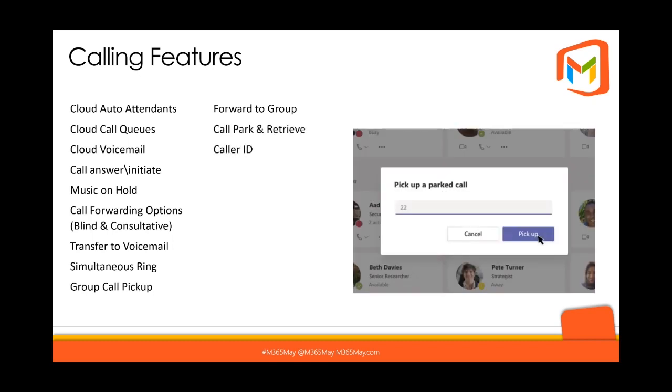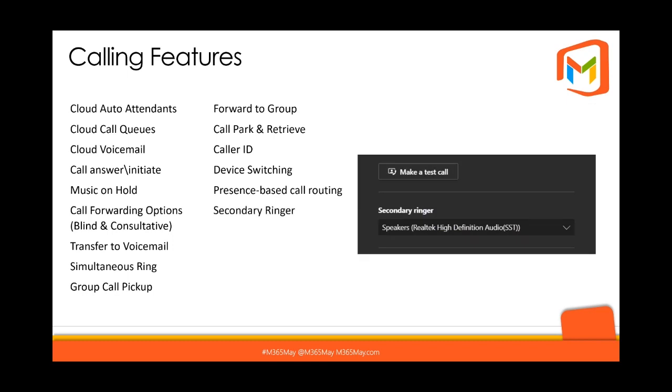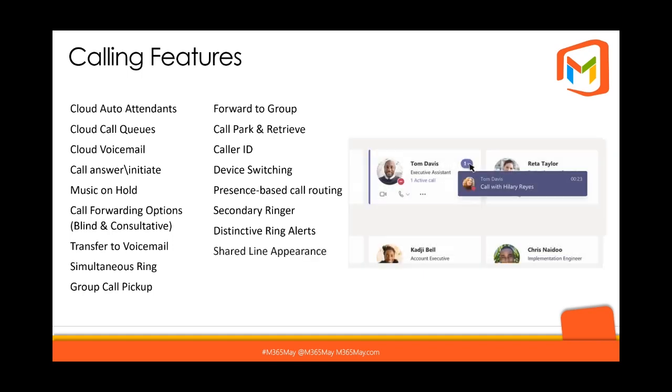We have caller ID, as you would expect. Device switching, so if I'm in a call, I can switch between devices. I sometimes do that when I want to switch from my headset to a speaker puck, which is the device I'm talking to you on now. We have presence-based call routing with call queues now, which is quite nice. We can configure a secondary ringer from the client. We can have distinctive rings, so if someone calls for me versus a forwarded call versus a delegated call, we can get a different ringer, so we get an audio notification.